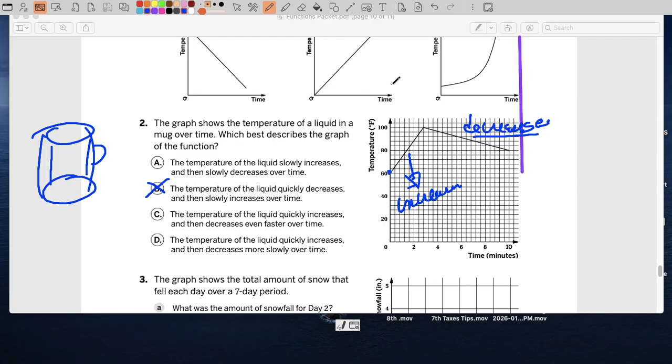Notice that the rate at which it decreases is much slower than it increases. So this one is also gone. The temperature of the liquid quickly increases and then decreases more slowly over time. Yeah, that makes sense. Look, it went up fast in temperature, and then as it decreases, it did decrease, but not as fast as it increased. So definitely we have D. So this one is good.